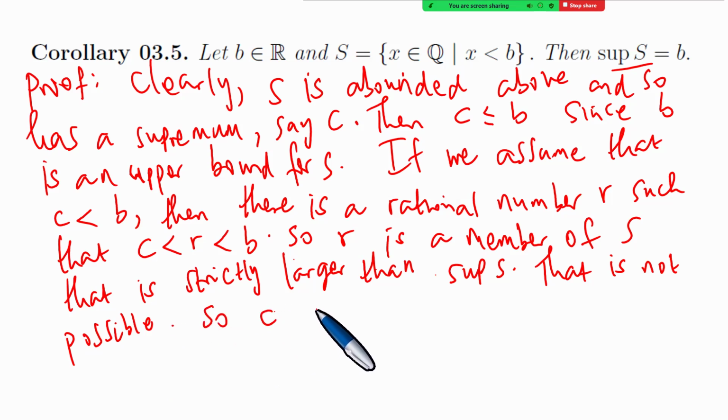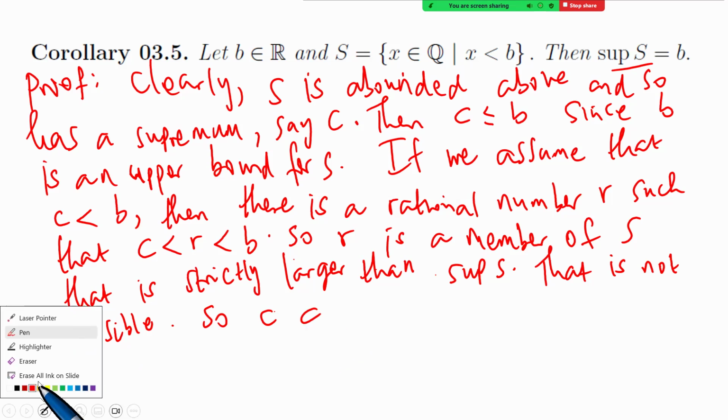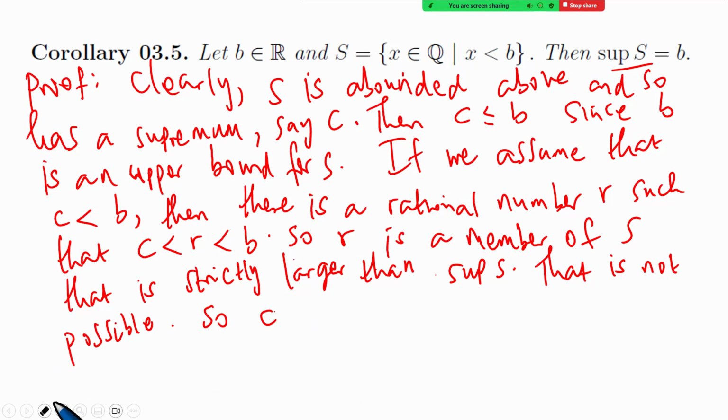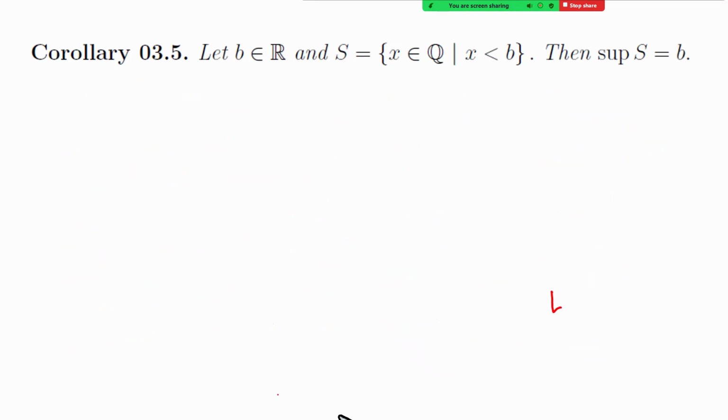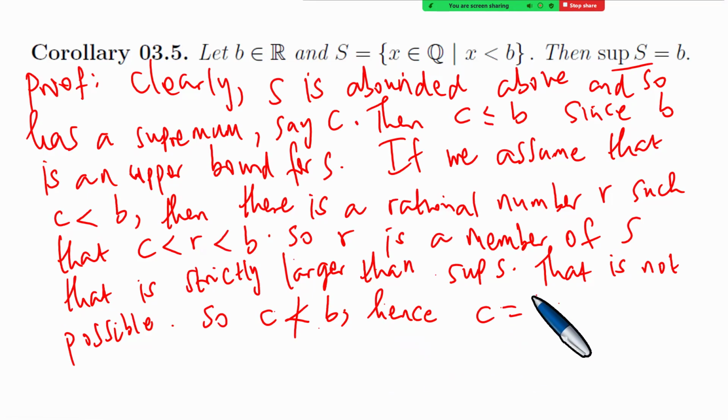So C itself is not smaller. It's not less than B. Hence C equals B. Okay, let us look at this here.